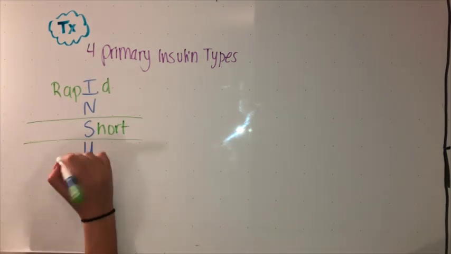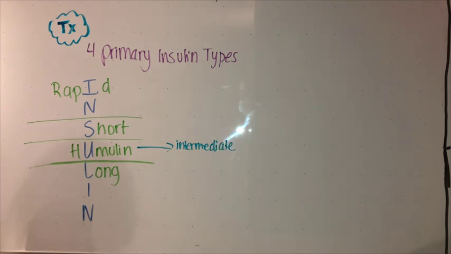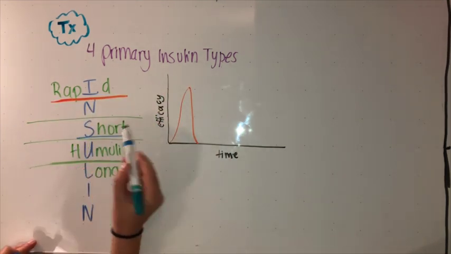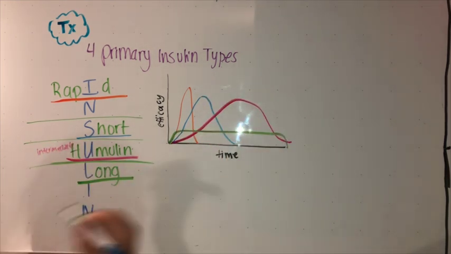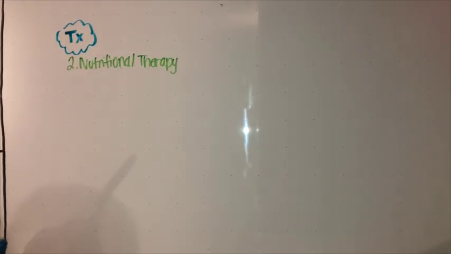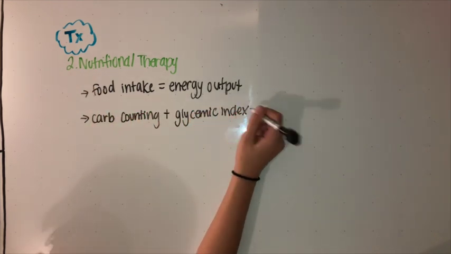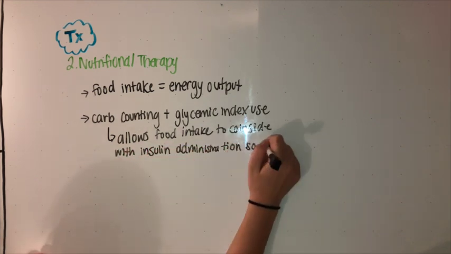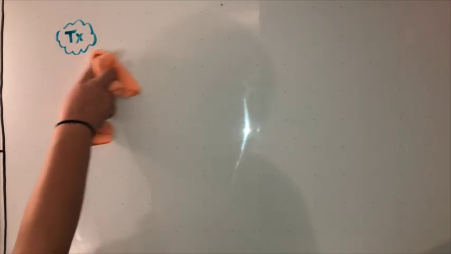So there are four primary insulin types, and there's a little acronym here that we can show. So there's rapid, short, humulin, or intermediate, and long. And so you can see rapid is very short, short is moderately short, intermediate lasts a while, and long goes and has no peak. There's also nutritional therapy. So your food intake has to equal your energy output. And you should be doing carb counting as well as glycemic index use, and this allows your food intake to coincide with insulin administration so one doesn't become hypoglycemic or hyperglycemic.